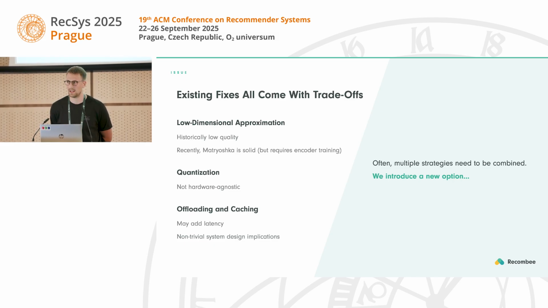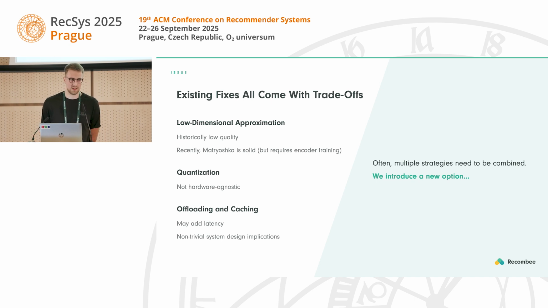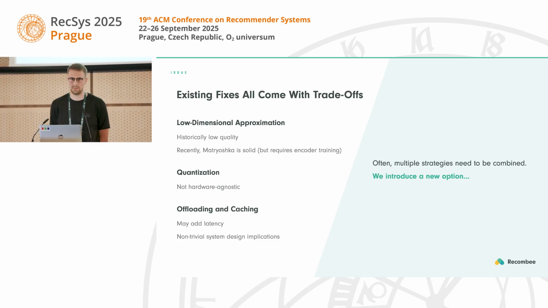On the other hand, you can quantize your embeddings to turn them into lower precision storage formats, but these are not hardware agnostic, and it's not easy to move the inference of these structures from one device to another one. Another example is offloading or caching, which, while it can be made very clever, usually introduces some latency and may, of course, introduce non-trivial system design implications that complicate future work.